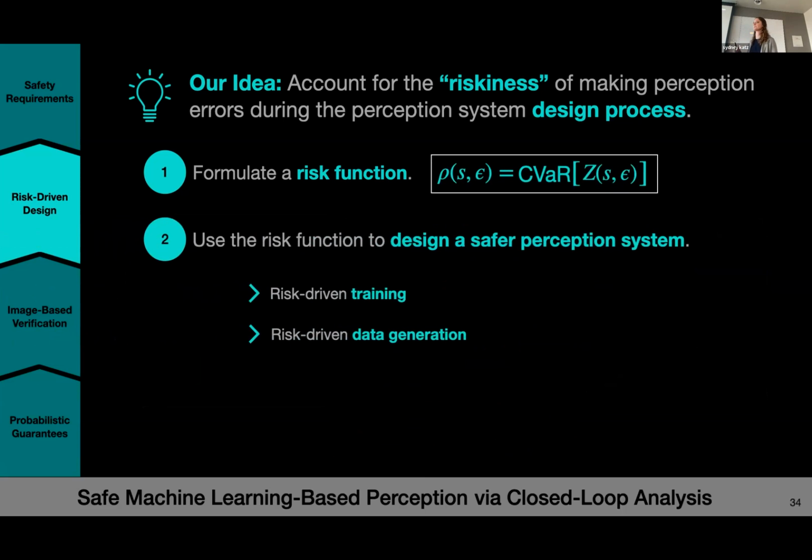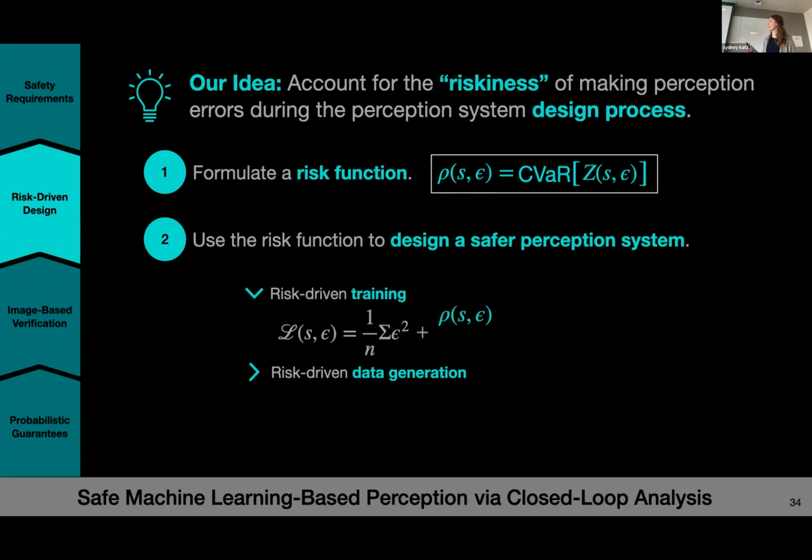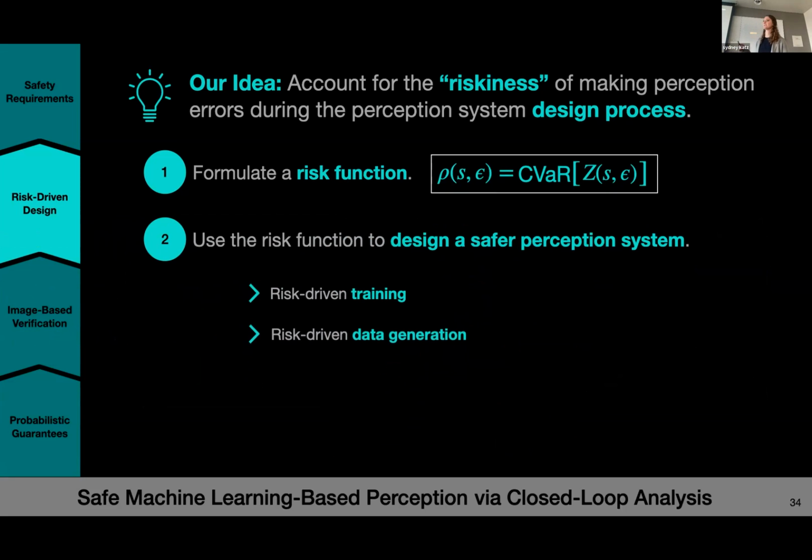Once we formulated this risk function, we can now incorporate it into the perception system design process. For risk-driven training, we can take whatever baseline loss function we were using, so maybe, for example, mean squared error, and then we can add on this risk function to penalize risky errors. For risk-driven data generation, we come up with this weighting function that compares the risk of making the worst case perception error in a particular state to the risk of making no error. And then we can actually focus our data collection efforts on states where it's very risky to make a non-zero perception error.